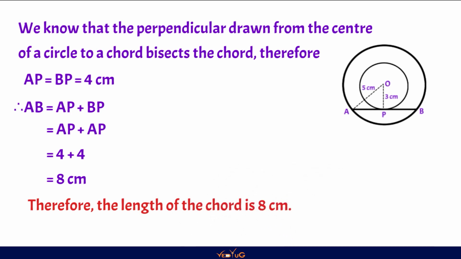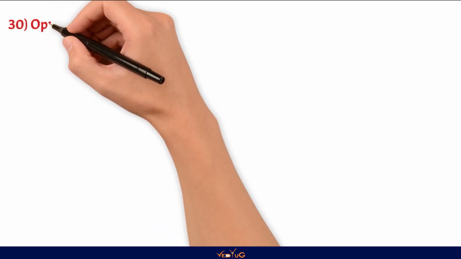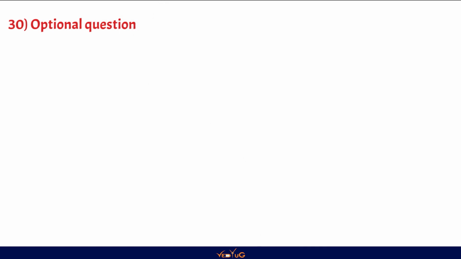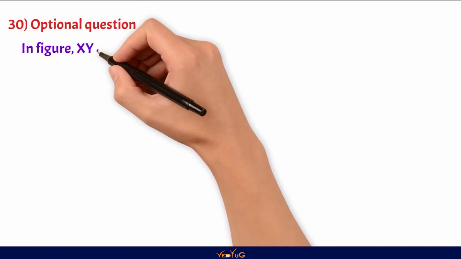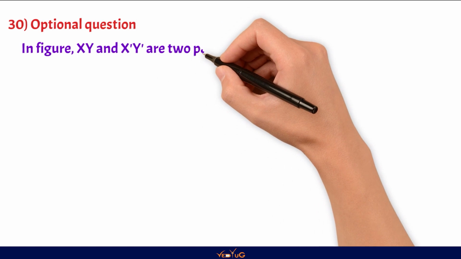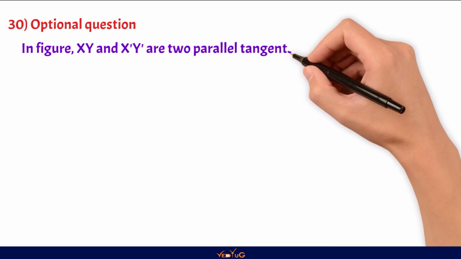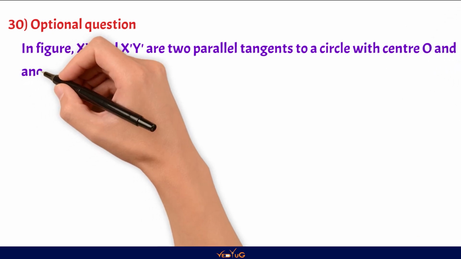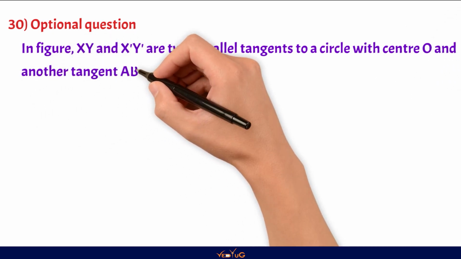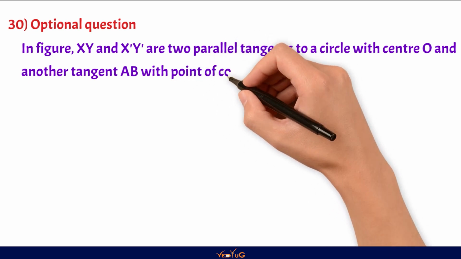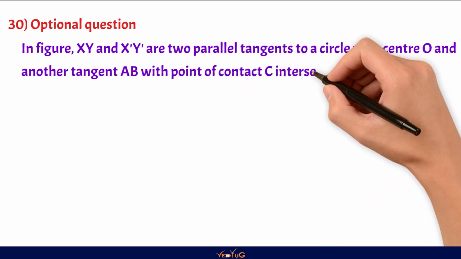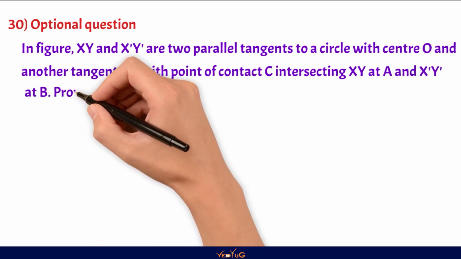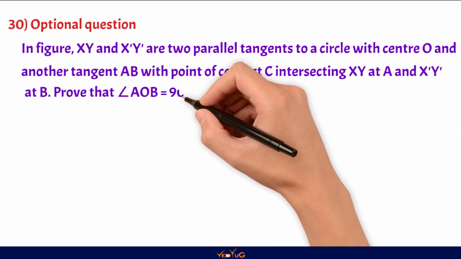Now, with this question as well, we are given an optional question, which is: in figure, XY and X dash Y dash are two parallel tangents to a circle with center O and another tangent AB with point of contact C intersecting XY at A and X dash Y dash at B. Prove that angle AOB is equal to 90 degrees.